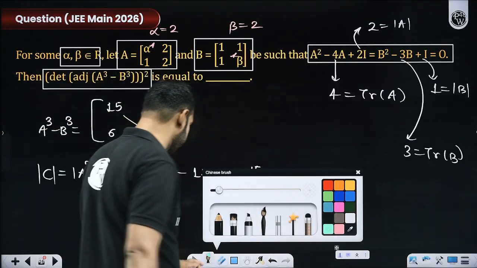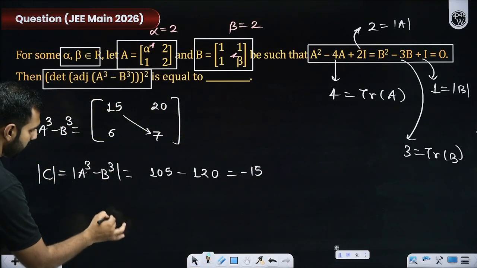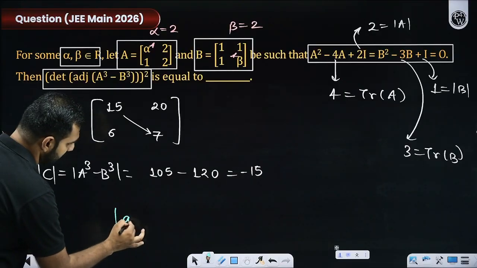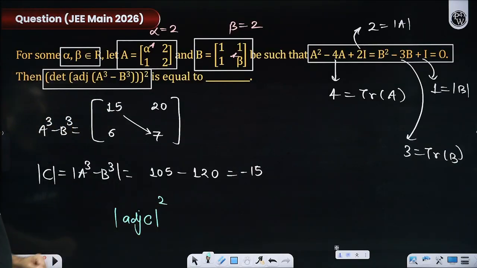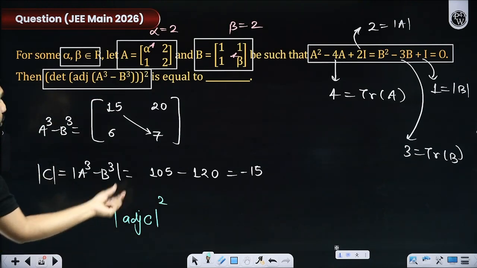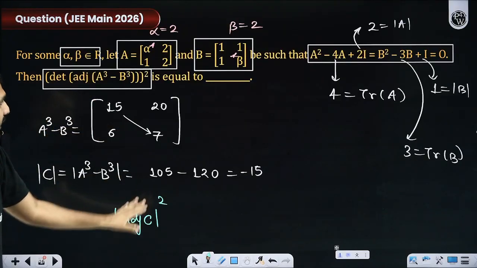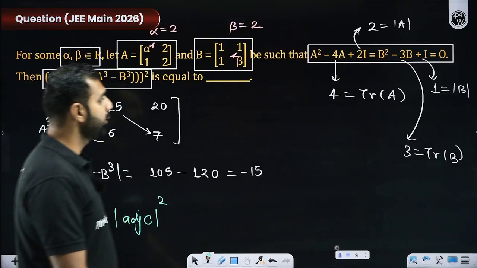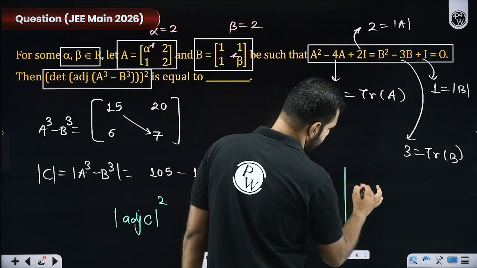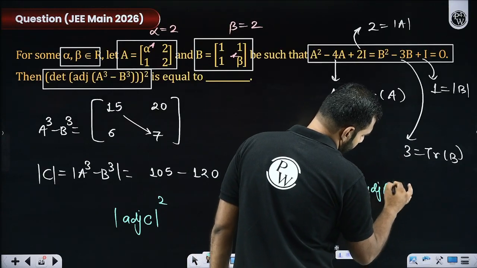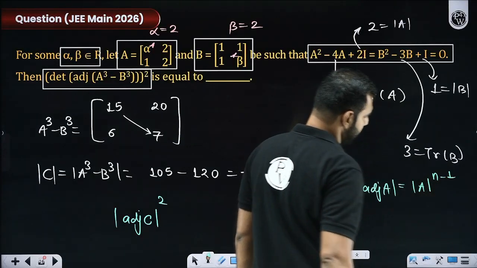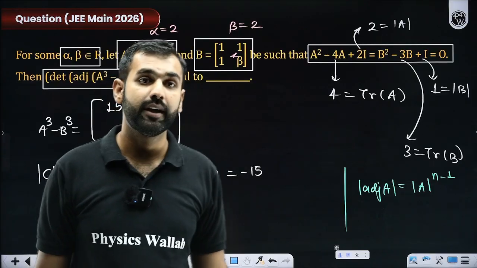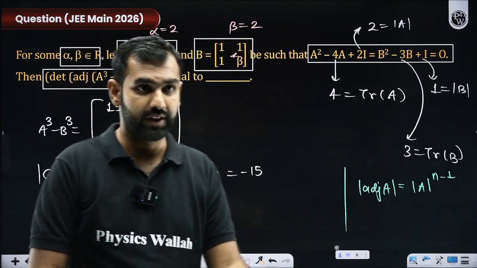So to help me with this data here, what are we given? We are asked the determinant of adjoint of C whole square, yes or no? This a cube minus b cube is nothing but C. So the determinant of adjoint of C, squared, is what we are supposed to figure out. I hope you remember this property that we have already discussed. Determinant of adjoint of A is determinant of A to the power n minus 1, I think. Yes or no? Everyone remember that property?